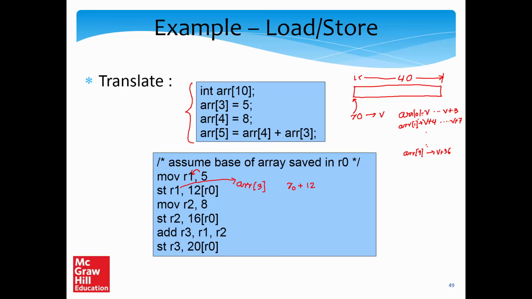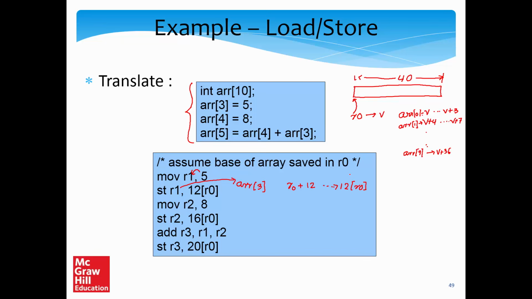The starting address of array[0] is the contents of R0. The starting address of array[1] is the contents of R0 plus 4. Similarly, the starting address of array[n] is R0 plus 4 times n. So in this case, it is R0 plus 12, and we write it as 12(R0).